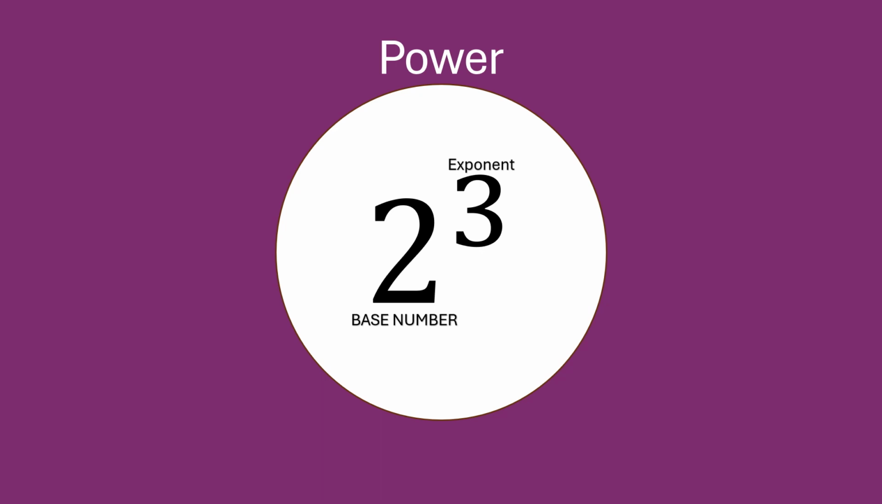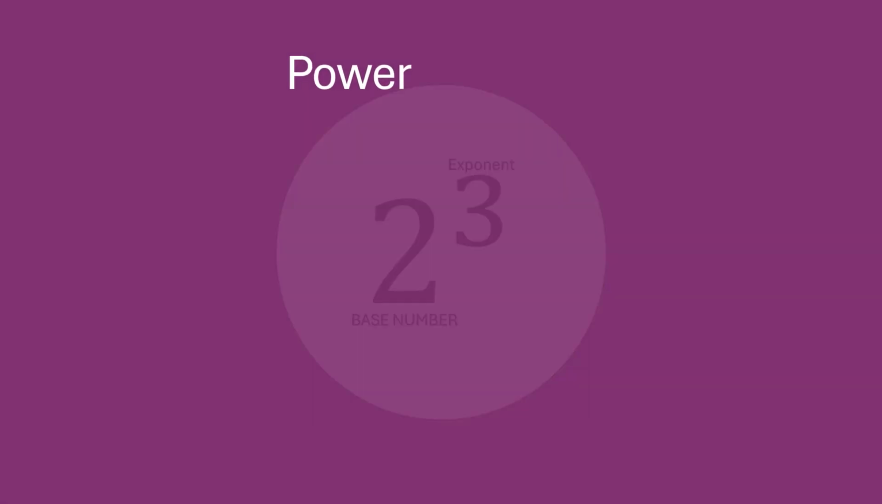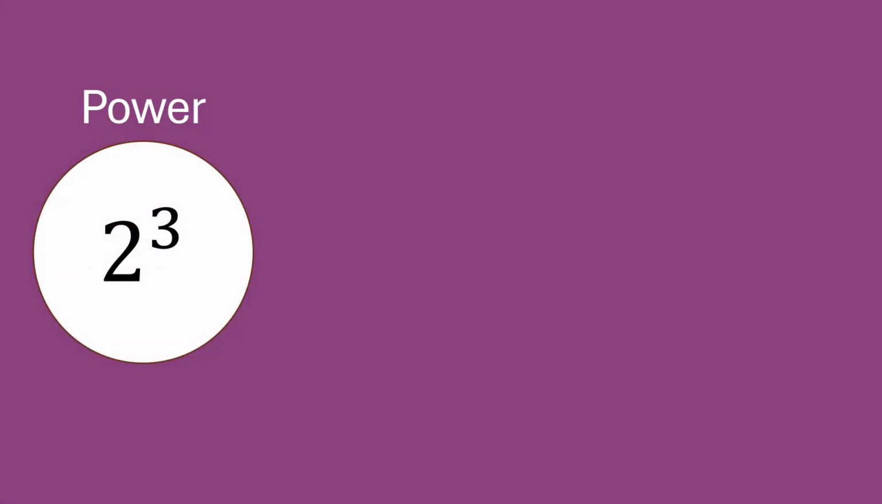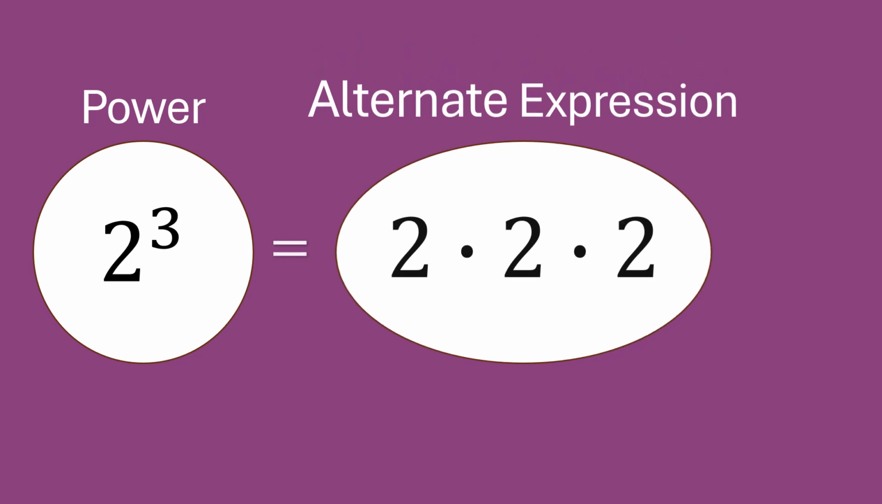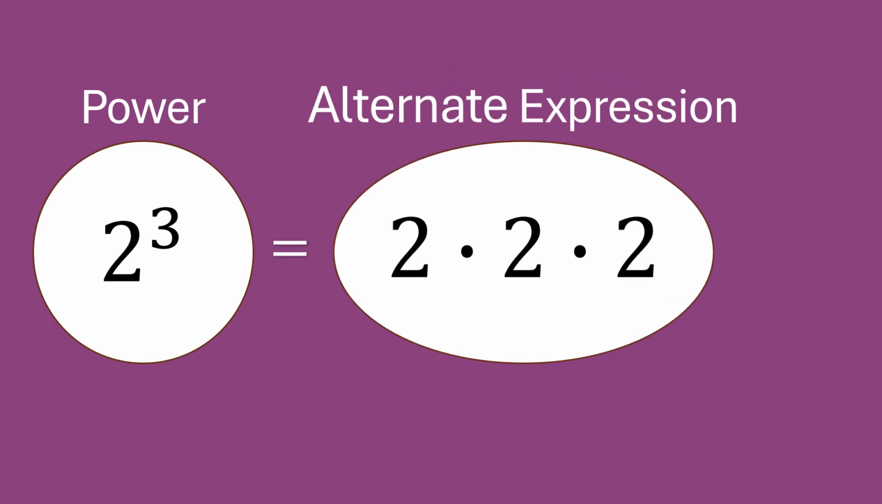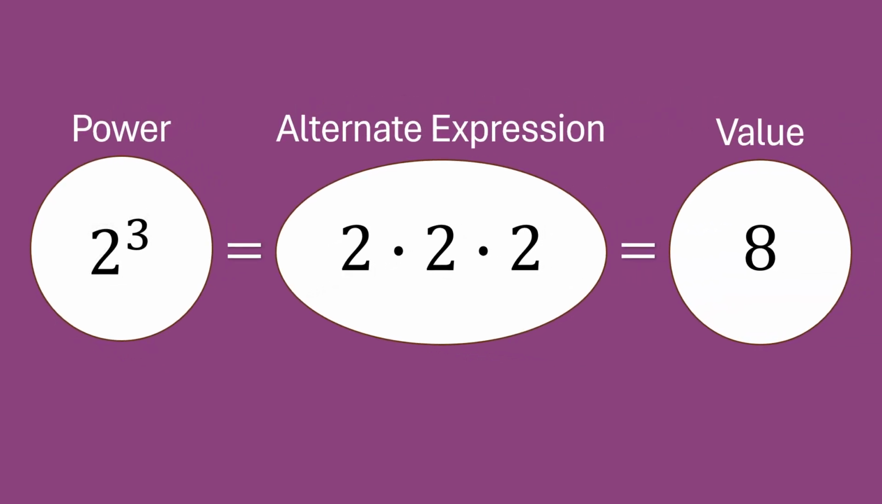Let's proceed. The power is allowed to be rewritten. So if I have 2 to the third power, that has an alternate expression which will be rewritten as 2 times 2 times 2. Together, that will give me a final value of 8. This is the most basic definition of a power.